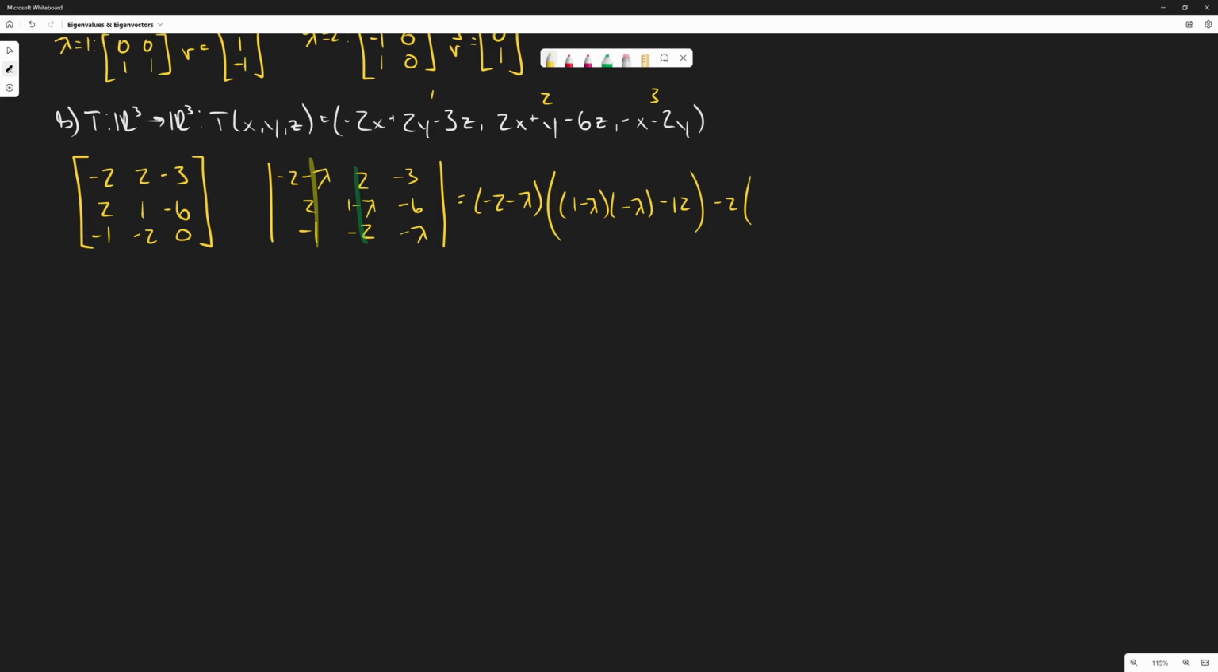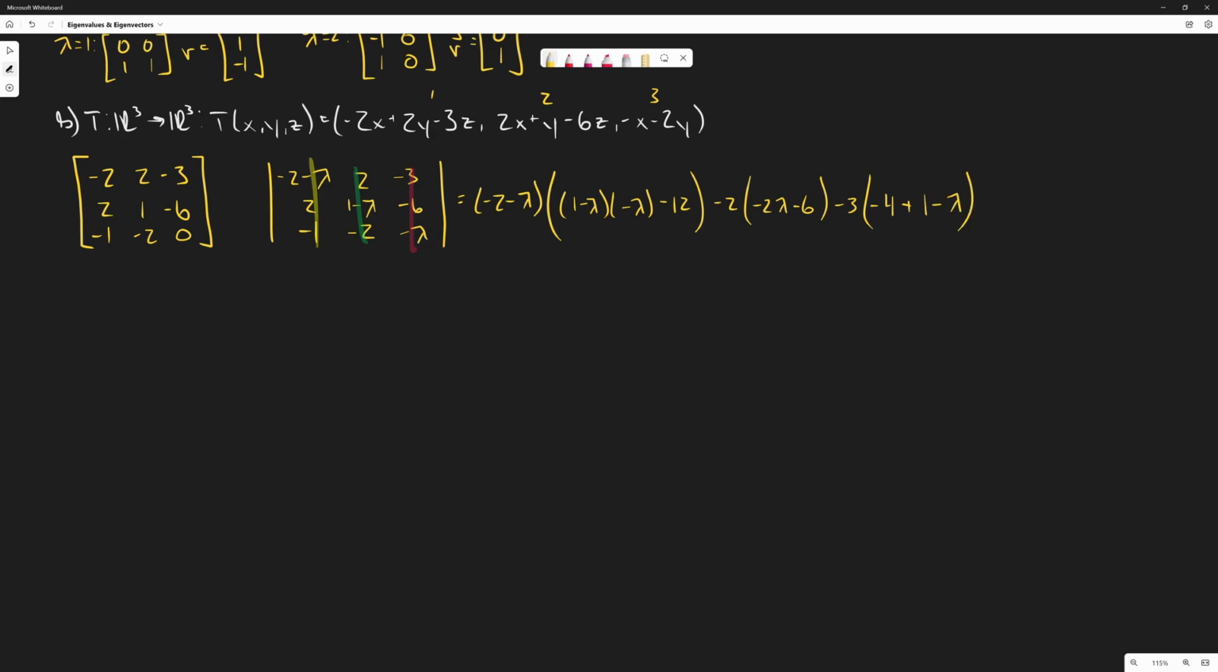So this would be negative 2 lambda minus 6, and then plus negative 3, so it'd be minus 3 times whatever is left over. This would be 2 times negative 2, which would be negative 4, and that's a y. Let's fix that. Minus negative 1 times 1 minus lambda, so this would just be plus 1 minus lambda.